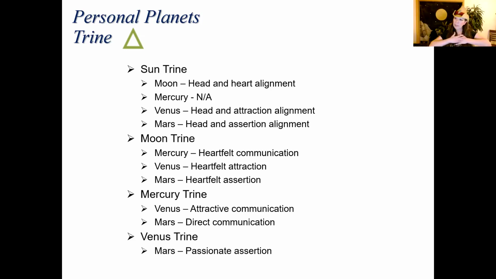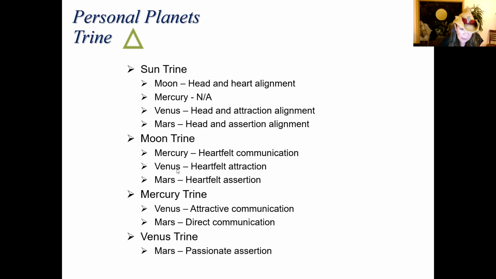Think about the moon being heartfelt emotions. It rules Cancer. In the fourth house is where it's at home. It's the cardinal water sign. I like to say it's the heart. It's how you feel, how you express your emotions. And then Mercury is the planet of communication. So Moon trine Mercury would be heartfelt communication. It's an easy way. They know how to emotionally express themselves. They're not tripping over their words. They know how to write poetry, right?